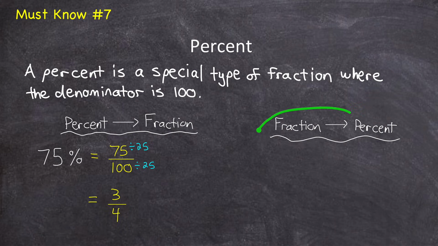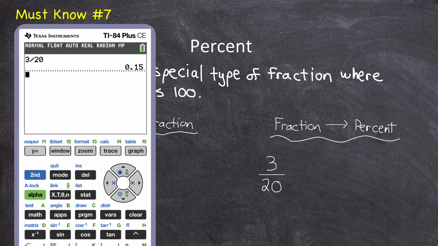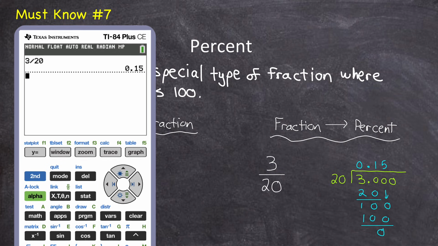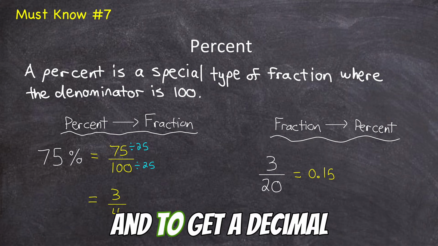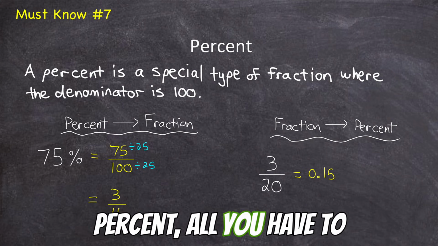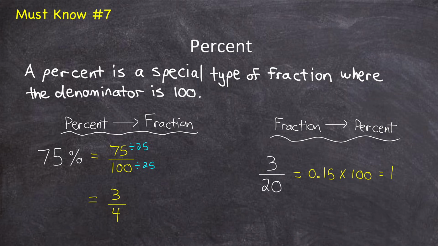Now how about if we start with a fraction and want to convert it to a percentage? Let's say we have the fraction 3 over 20. If you want to convert this to a percent, the first thing you'd want to do is convert it to a decimal value by doing the division. You could do 3 divided by 20, using a calculator or long division. And you would find that its decimal value is 0.15. And to convert a decimal value to a percent, all you have to do is multiply it by 100, which would make this equal 15%.